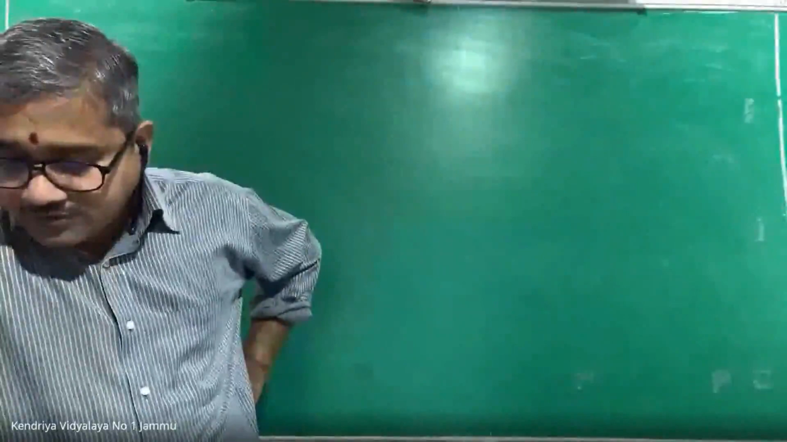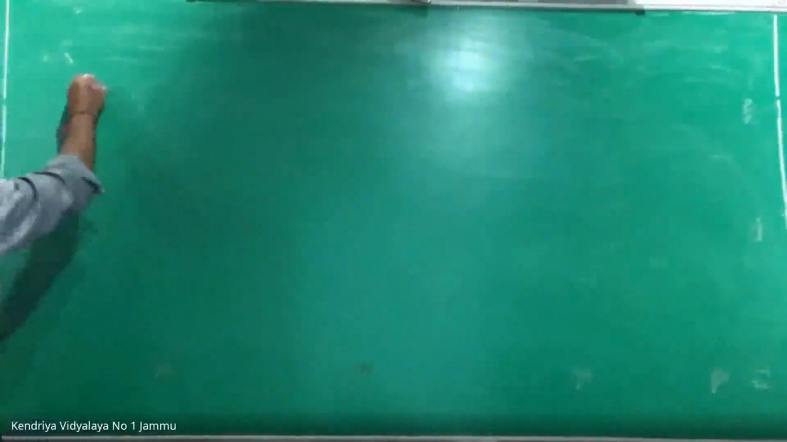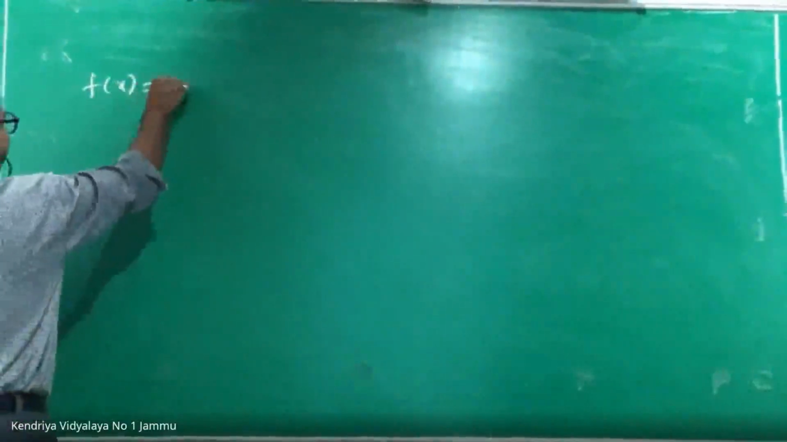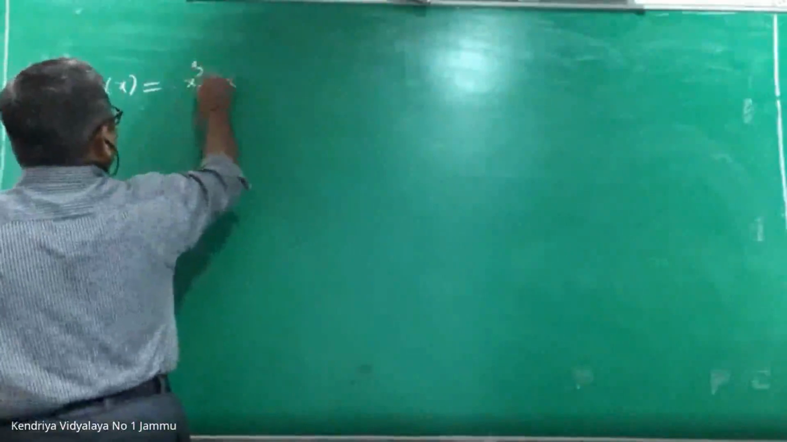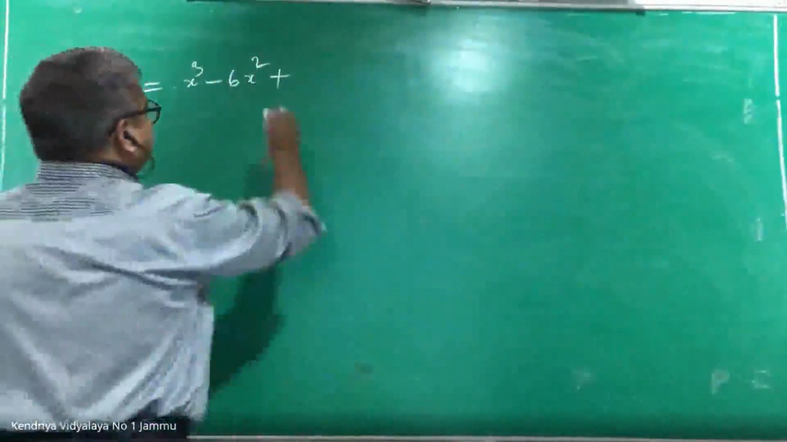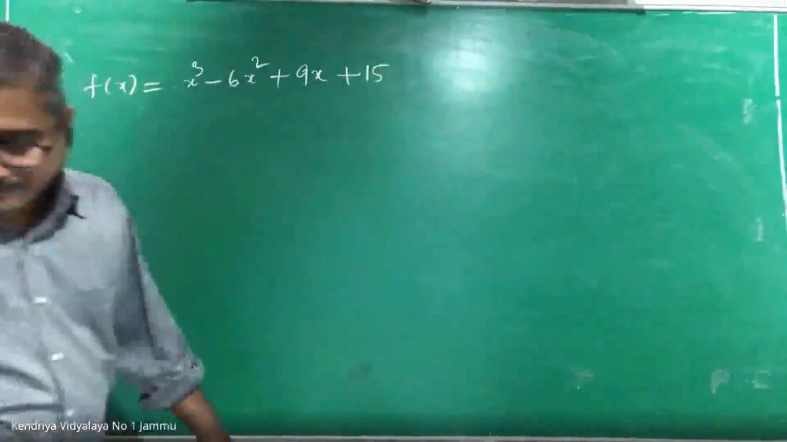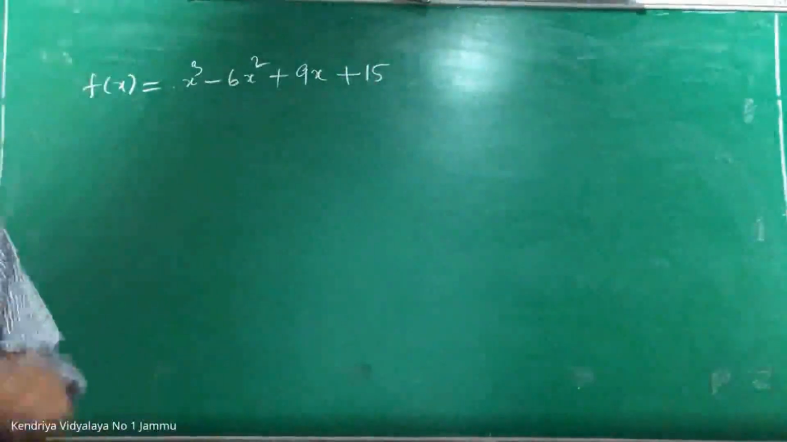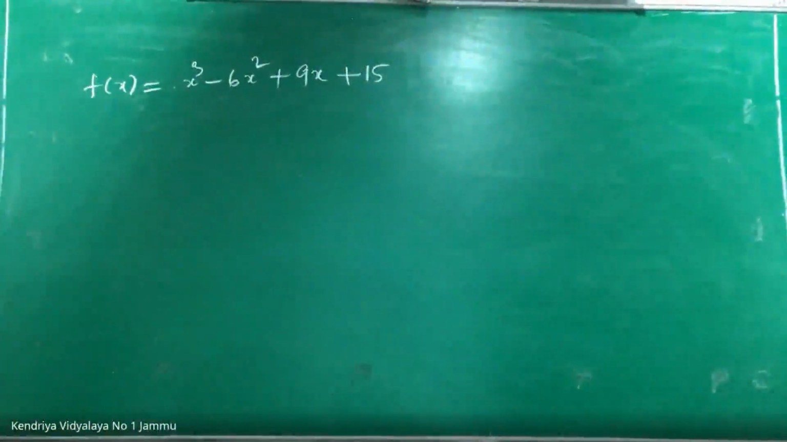Find the corresponding values if a function f of x is defined as x cube minus 6x square plus 9x plus 15. I have taken a problem in front of you. Now drop your pens and papers. Look at the blackboard. I'll give you time to take down the answer.